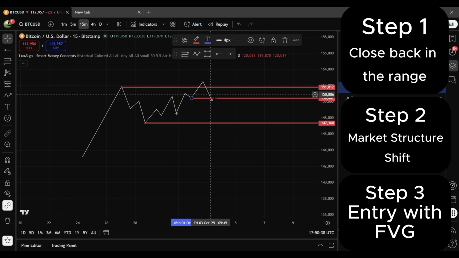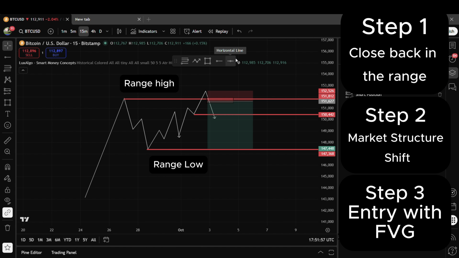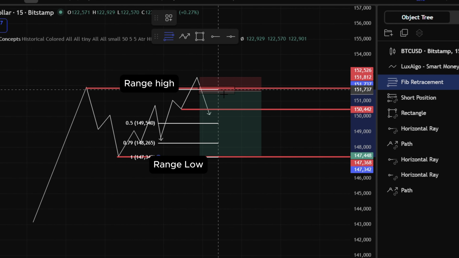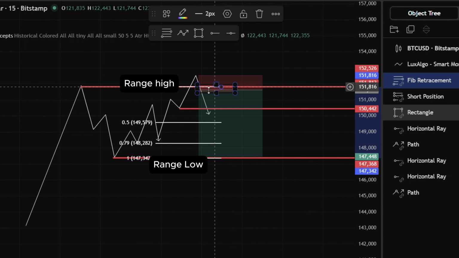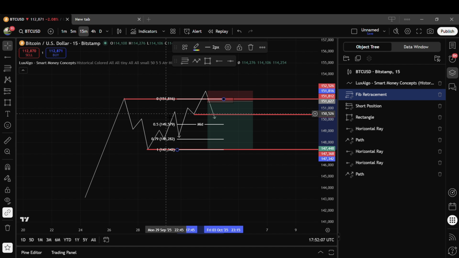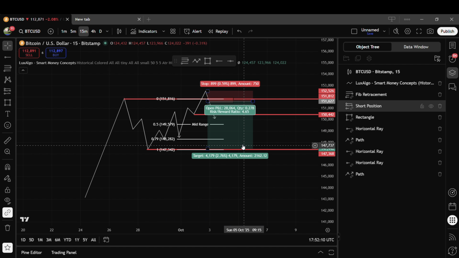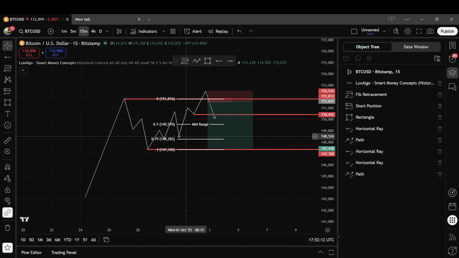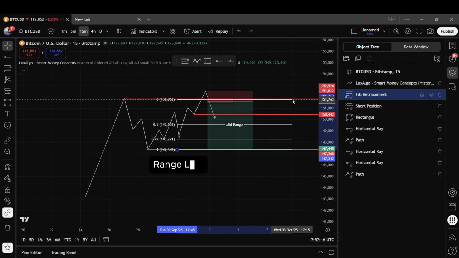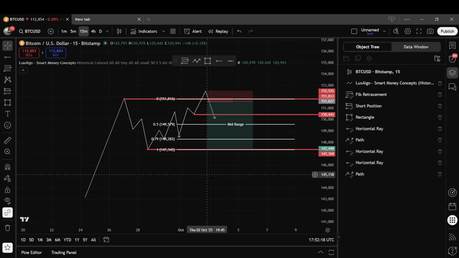Now mark your range high and range low using the Fibonacci tool. And note that the 0.5 level, the midpoint, is your range mid. When price reaches that 0.5 level, move your stop to break even. And also take 25% of your position. And this part is crucial. From there, target the opposite side liquidity, in this case the range low. And that's literally all you need to trade this model.